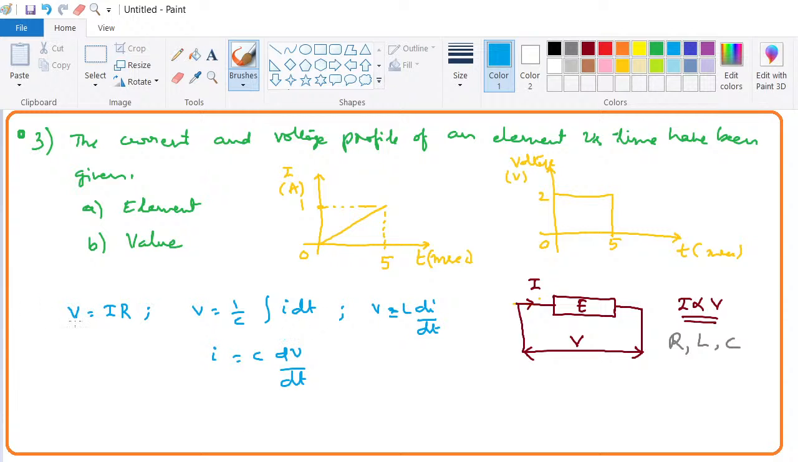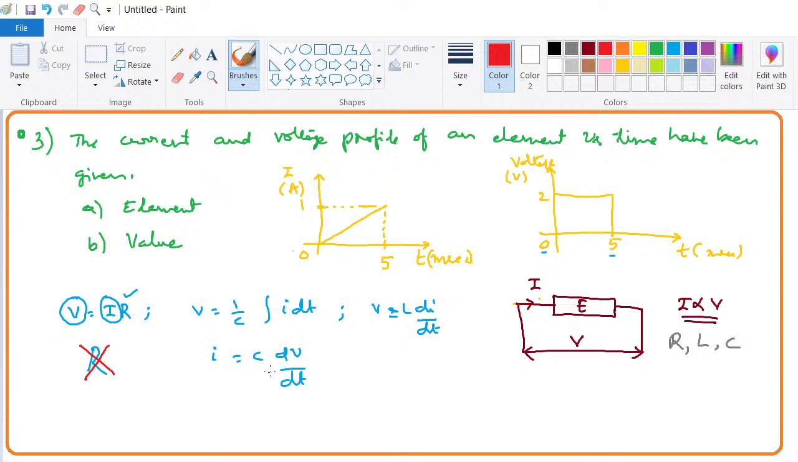If you can see this part, R is simply one value, so voltage and current should be proportional to each other. That means if voltage increases, current should increase, and if current increases, voltage increases, and vice versa. But here, the voltage is constant from 0 to 5 millisecond, but current keeps on increasing. So it is not a resistor. First, we need to remove this part. This is not a resistor. First point.